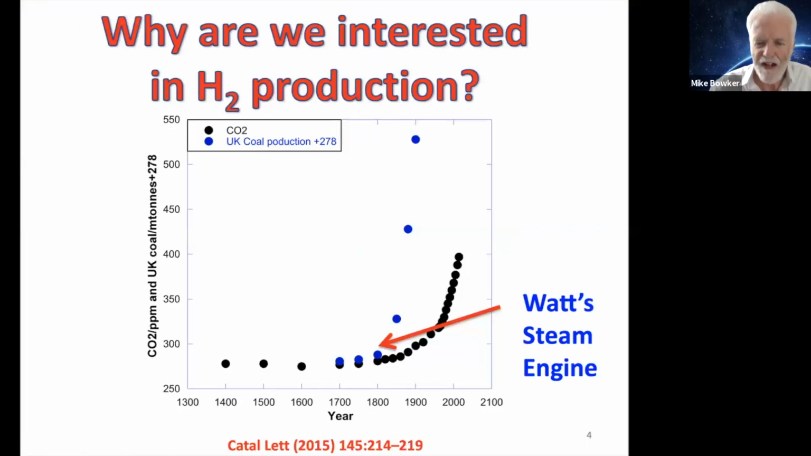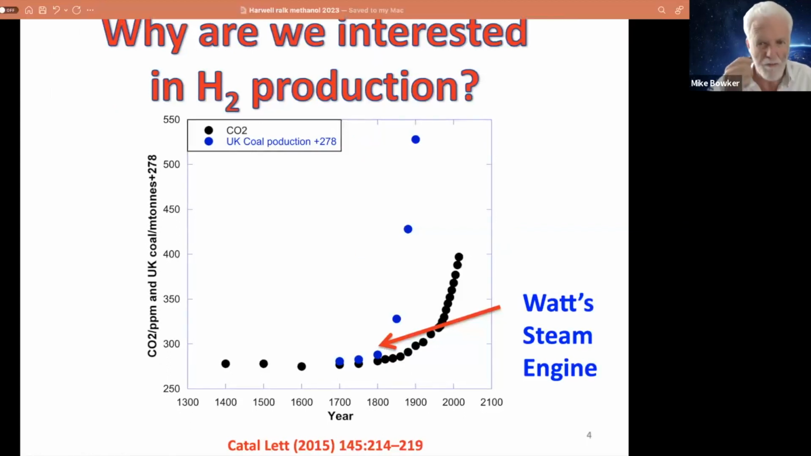So why are we interested in hydrogen production? A lot of what I'll talk about is related to hydrogen production and green hydrogen production. This graph shows, from a UK perspective, the relationship between increasing CO2 in the atmosphere and UK coal production early on. And of course, that followed very quickly after the invention of Watt's steam engine and other steam engines that were more efficient than the ones previously developed. And once they were developed, industrialization took off.